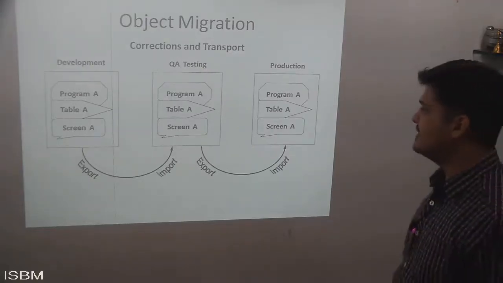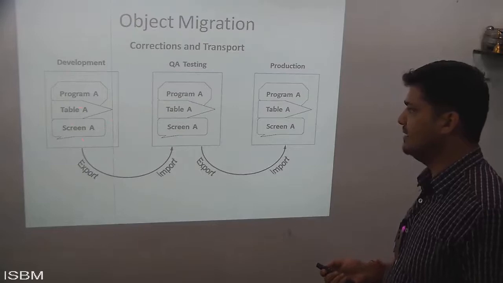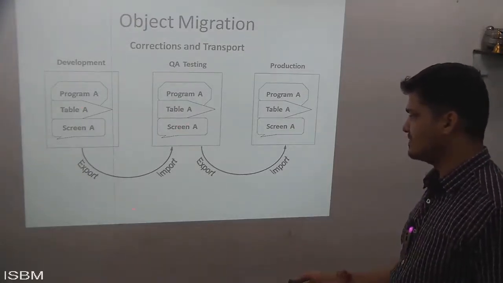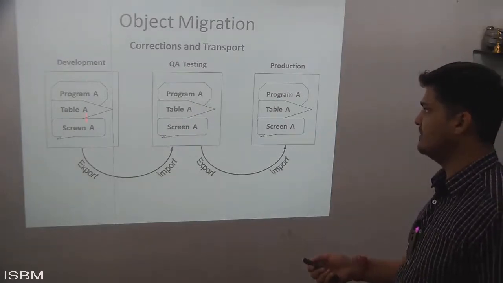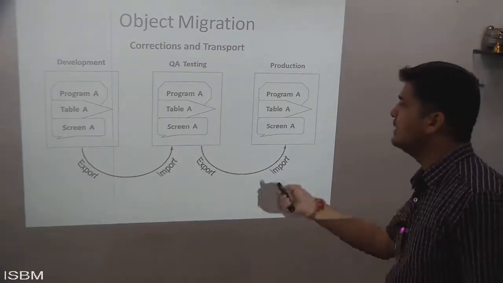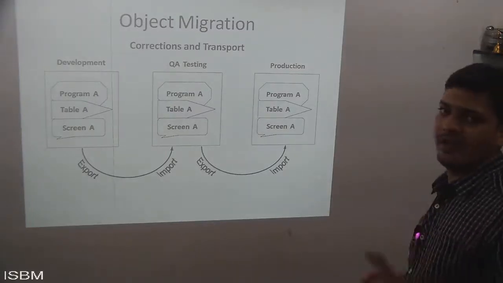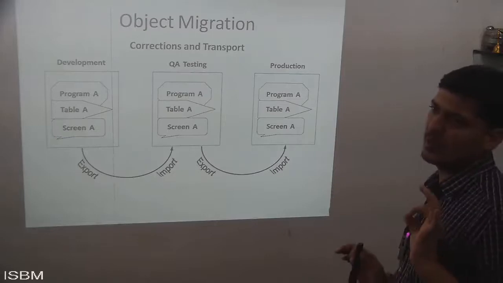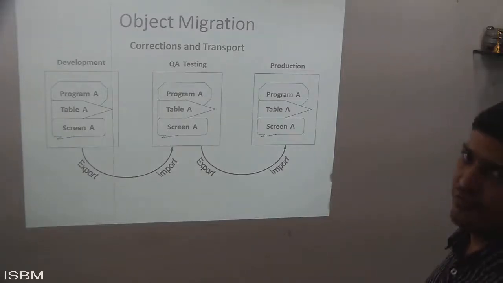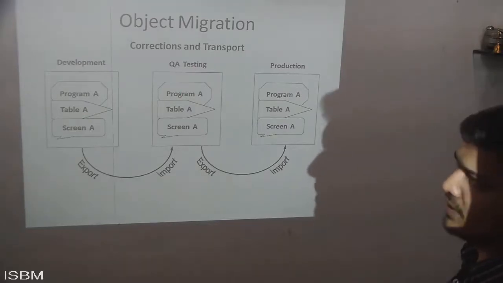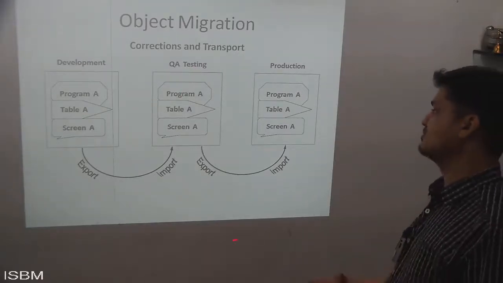Now everything has been moved. See, Program A, Table A, Screen A, everything has been moved from export to import, I mean from the development server to the quality server. Now the customer has tested here in the quality server and has given you the green signal: I have done my testing in the quality server and found that everything is okay. Now you can move those changes into the production system or live system. Only then you have to move those changes into the production system.